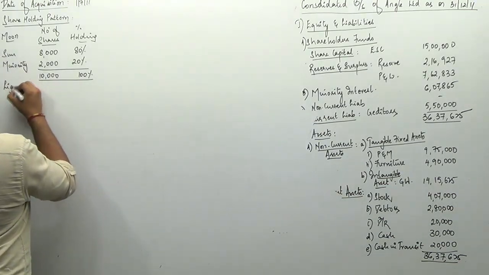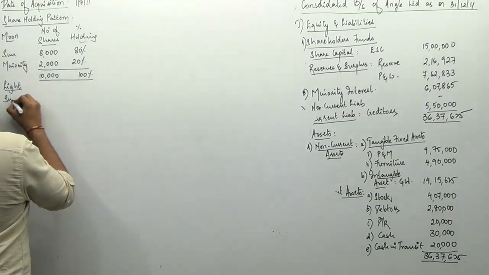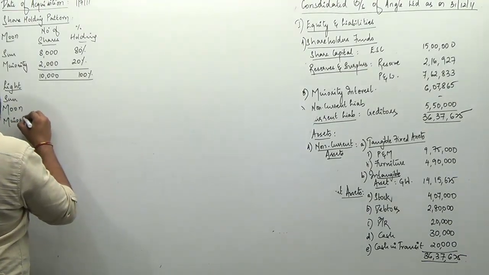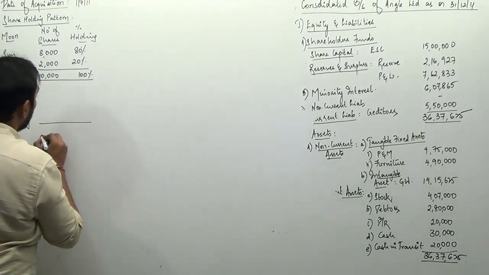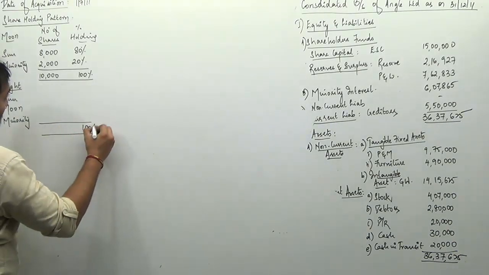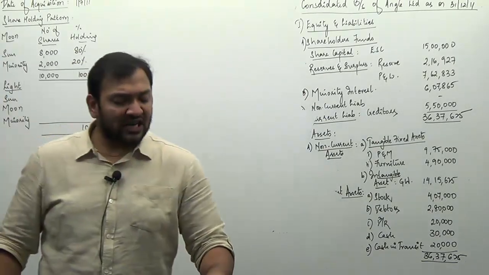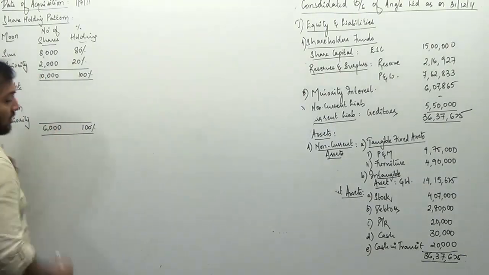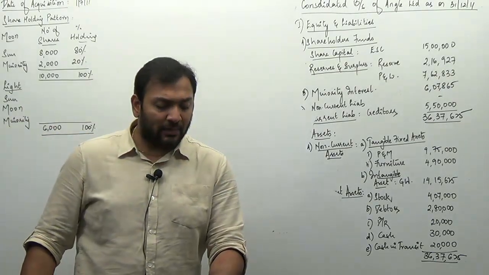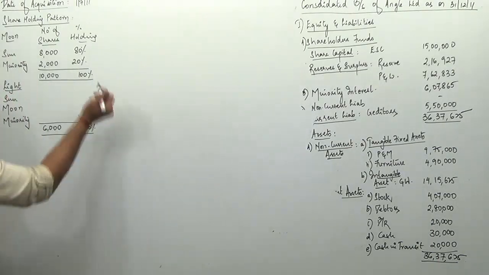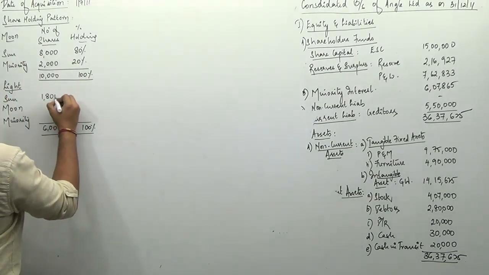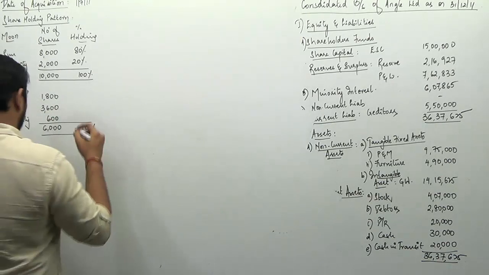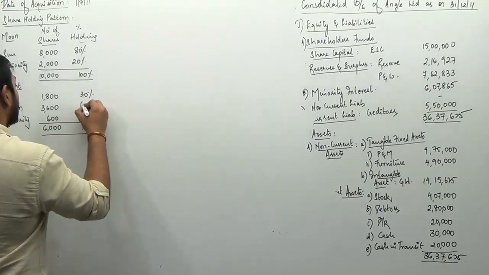Indirect subsidiary is Light, held by Sun, Moon and minority. Total number of shares: 60,000 share capital of 10 rupees each, 6,000. Number of shares held: 1,800 by Sun, 3,600 by Moon, balance is 600. This is 30, this is 60, this is 10.